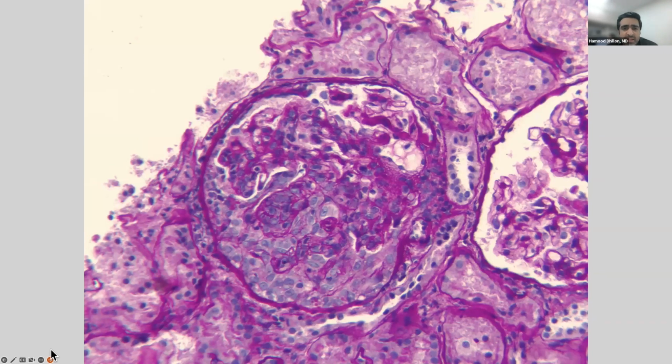Then I think we're back to PAS again. Here I can kind of clearly make out this is possibly a crescent. That's definitely a crescent, just squeezing the rest of the glomerulus here. Yeah, so you have a good view there of the extraglomerular proliferation of the parietal epithelium forming the crescent, and then the glomerular tuft looks very hypercellular. A lot of capillary loops are filled with cells and are not open. Right.